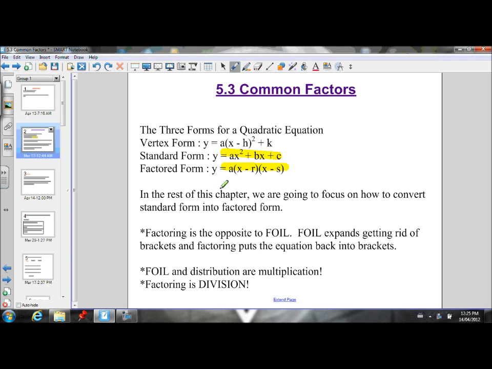Going from factored to standard, we used the FOIL method. We did a lot of multiplication to expand and get rid of the brackets. Factoring is the opposite. We're going to put this equation back into brackets. FOIL was a lot of distribution and multiplication. Factoring is going to be a lot of division.